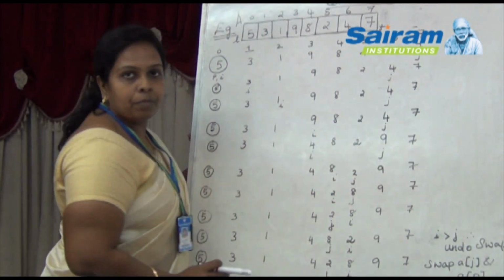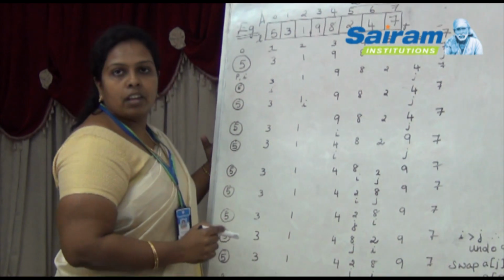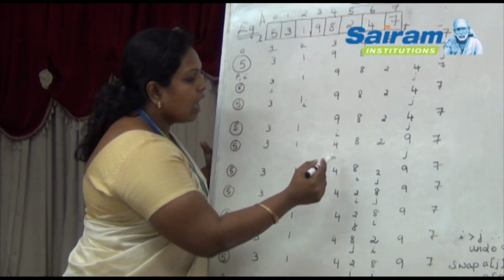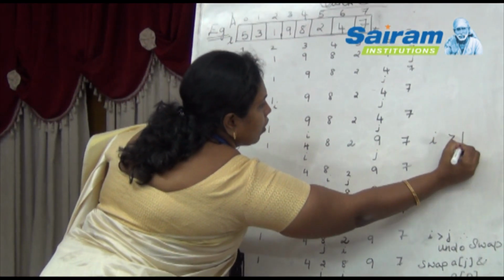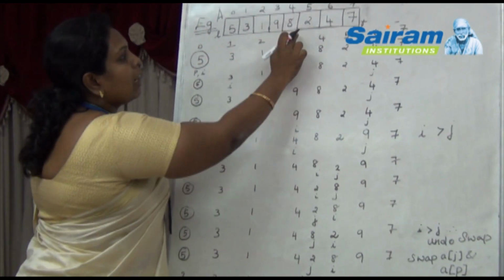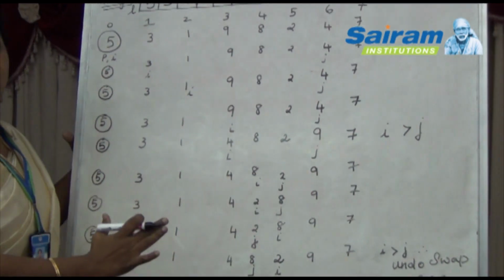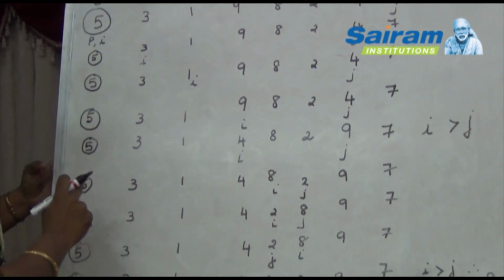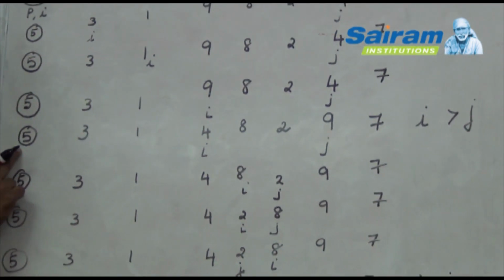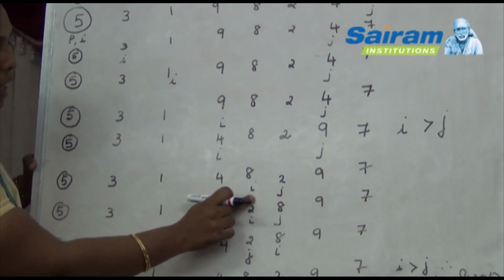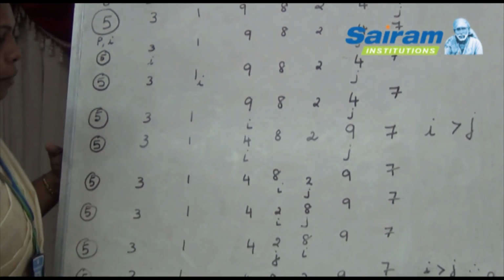So stop here and swap A of i and A of j and check whether i is greater than j. Now my i value is 3 and j value is 6. Therefore, resume the scan. So check A of i is less than pivot, increment i. A of j is greater than pivot, so decrement j.